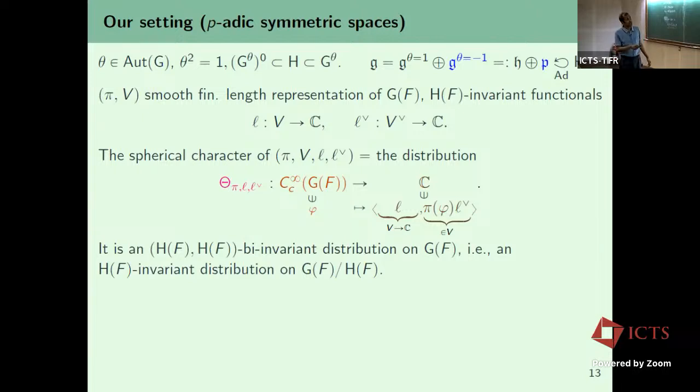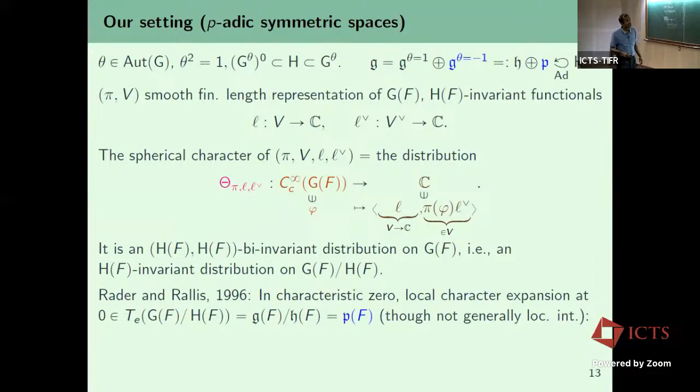Okay, so one can define a spherical character in this context, and just like in the finite group case, it is an H(F)-invariant distribution on G(F). In other words, it's an H(F)-invariant distribution on G(F)/H(F). Okay, so Rader and Rallis in 1996 showed that in characteristic 0, you have a local character expansion at the tangent space of G(F)/H(F) at the identity, which can be identified with this 𝔭(F). Okay, so earlier we considered the Lie algebra with the adjoint action of G. Now you are considering this 𝔭, the minus one eigenspace, with the adjoint action of H instead.